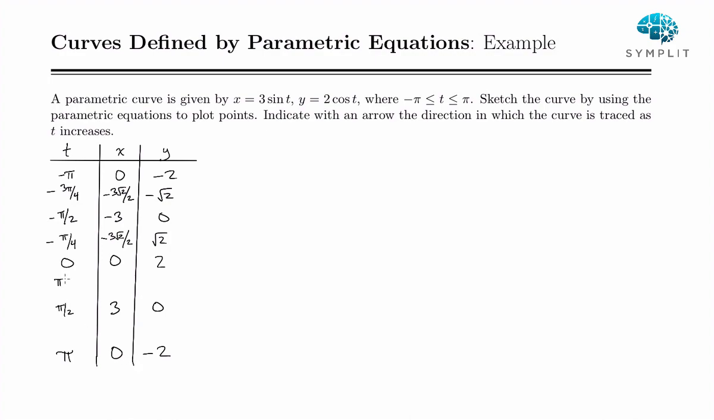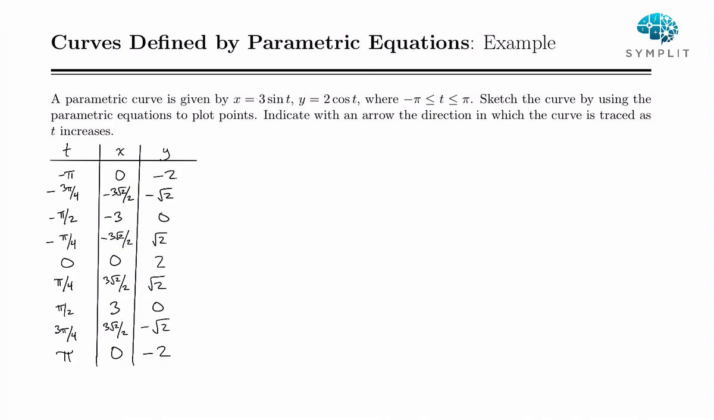If we plug in pi over 4, sine of pi over 4 is root 2 over 2, so 3 root 2 over 2. Cosine of pi over 4 is also root 2 over 2, so multiply that by 2, we get root 2. And here we'll do 3 pi over 4. Sine of 3 pi over 4 is root 2 over 2, so we get 3 root 2 over 2. And cosine of 3 pi over 4 is negative root 2 over 2. Multiplying by 2 is negative root 2.